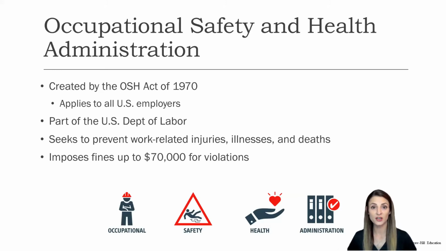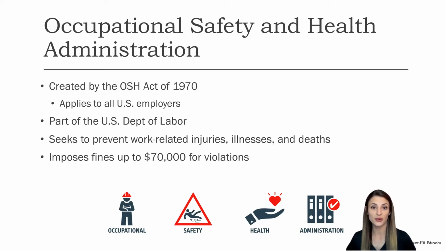In 1970, the Occupational Safety and Health Act was passed. It applies to all U.S. employers. As part of the act, an administration was created within the U.S. Department of Labor in 1971. We refer to this administration as OSHA, the Occupational Safety and Health Administration. OSHA's main goal is to reduce the number of work-related injuries, illnesses, accidents, and deaths.